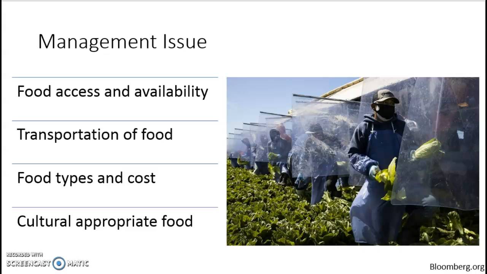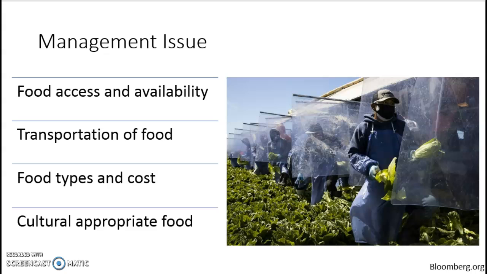Another management issue is the transportation of food. As more people gain access to food, food has to be transported farther and longer distances. That increases labor and it increases the carbon footprint of the food. Another issue is that fresh food, which is one of the most important things for health, needs a longer shelf life. It needs to last longer to make it to the places, and that is an issue that needs to be addressed.